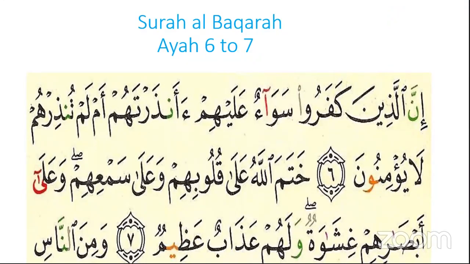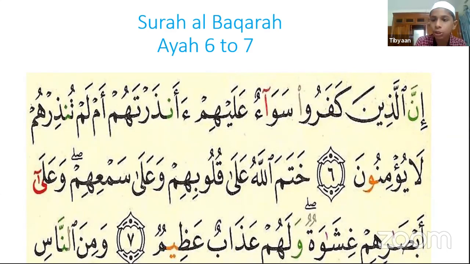Kafaru, as we learned today itself, is the tarqiq letter, so it should be wide mouth. You can't say ka, it's a round mouth. So you should say ka. Kafaru, kafaru. Here again, one alif with one circle. You should drop it as well. You should ignore it, leave it aside. So innal ladina kafaru.